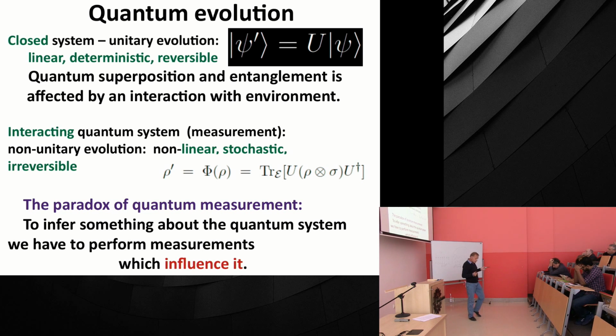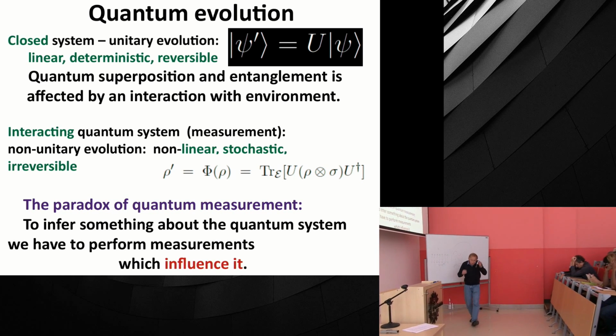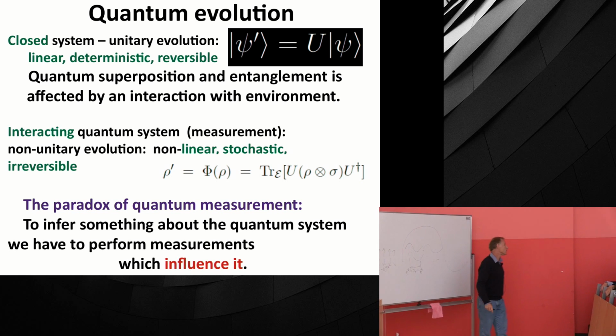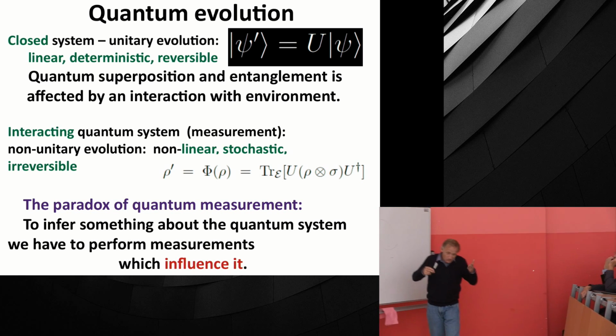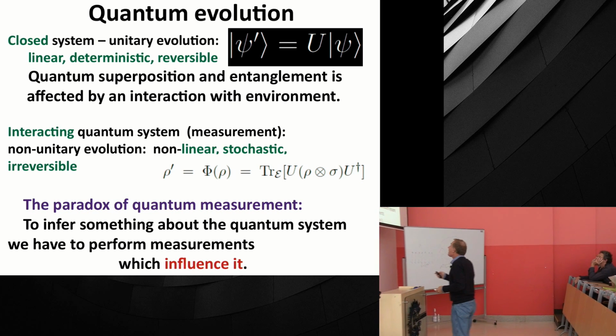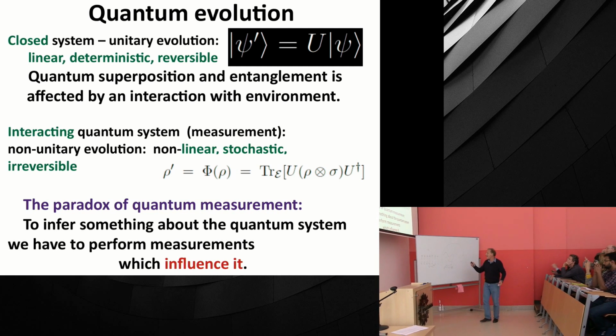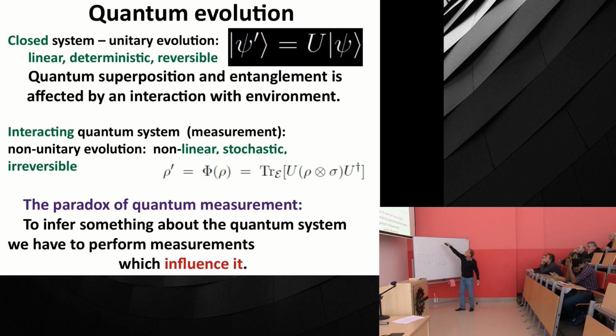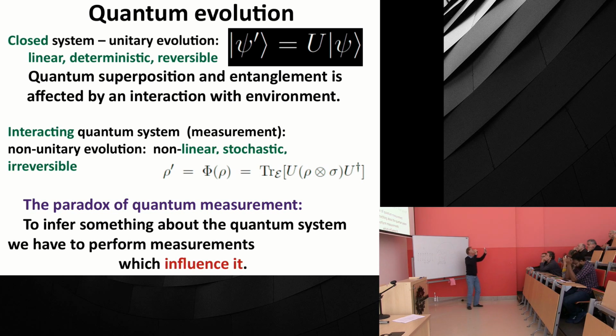But we cannot. Nobody has ever seen any small system which is isolated. Perhaps the universe as a whole is isolated. Okay, it's a kind of matter of taste. But all small systems we deal with in practice are not isolated. And if you allow for a measurement or interaction with the environment, then the evolution is not unitary. It is unitary if you consider both systems, system and environment. But if you consider only the principal system, you have to take what we call the partial trace, so average over the environment, and you get a non-unitary evolution, which is non-linear, non-deterministic, and irreversible.